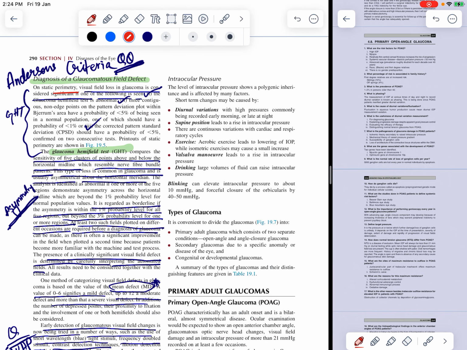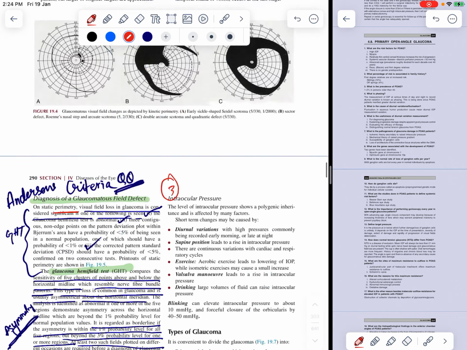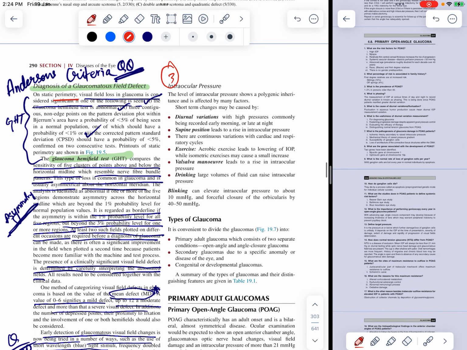Coming to intraocular pressure, the most important factor and most modifiable. Level of intraocular pressure shows a polygenic inheritance. All these are not required. There is a diurnal variation with high pressures commonly in the morning. Superimposition leads to increase.